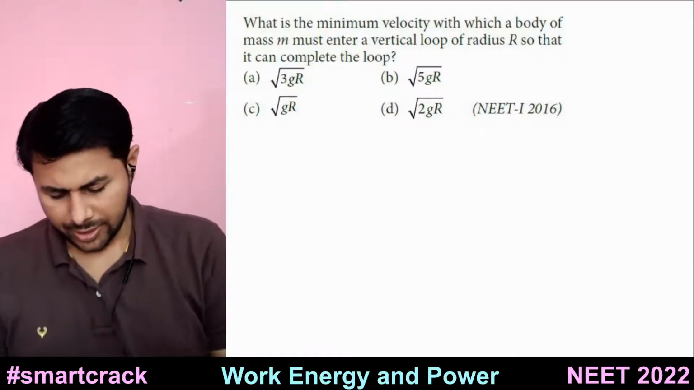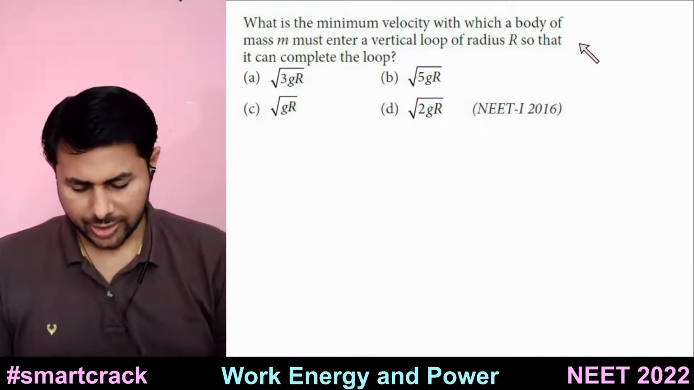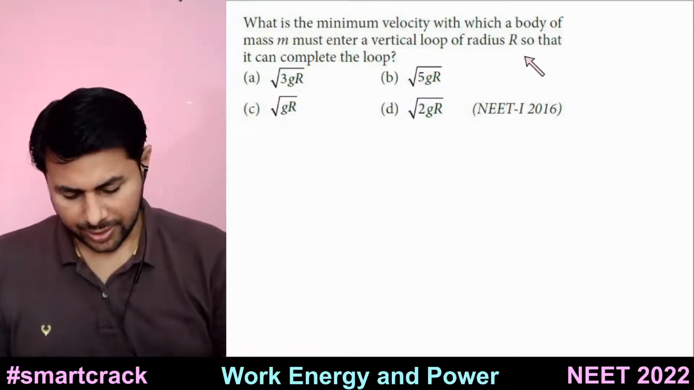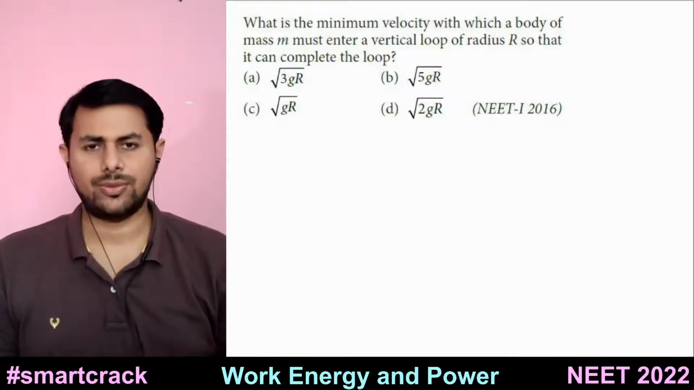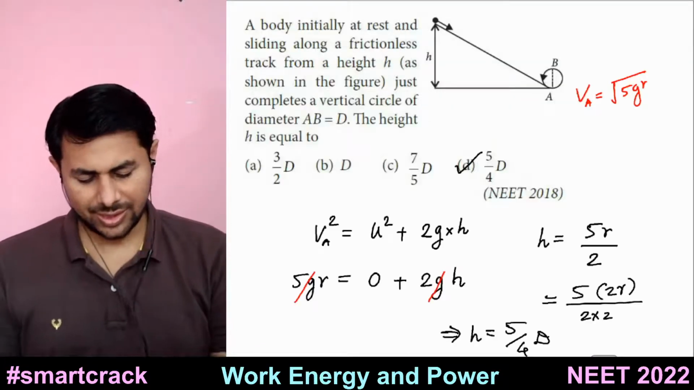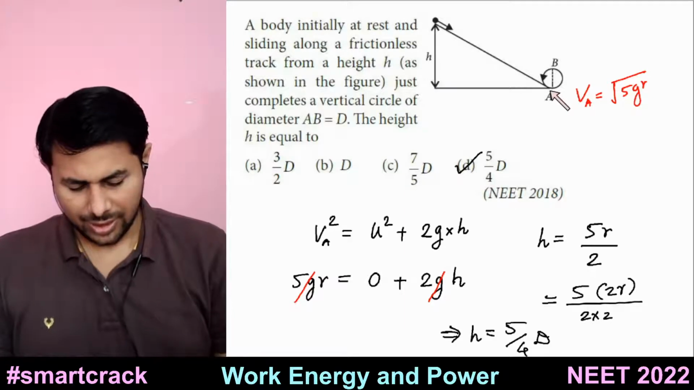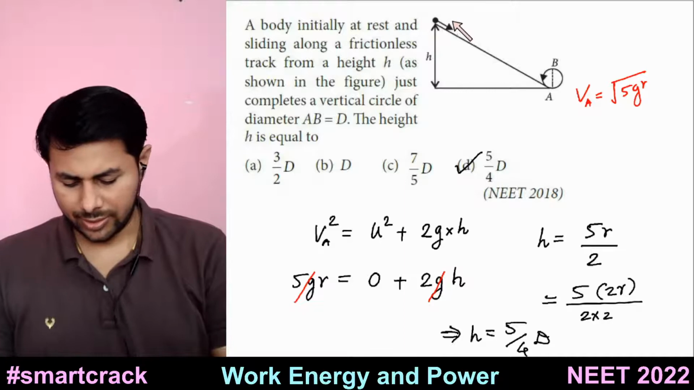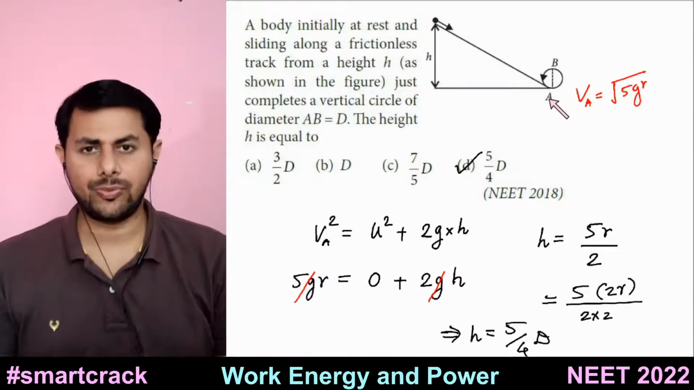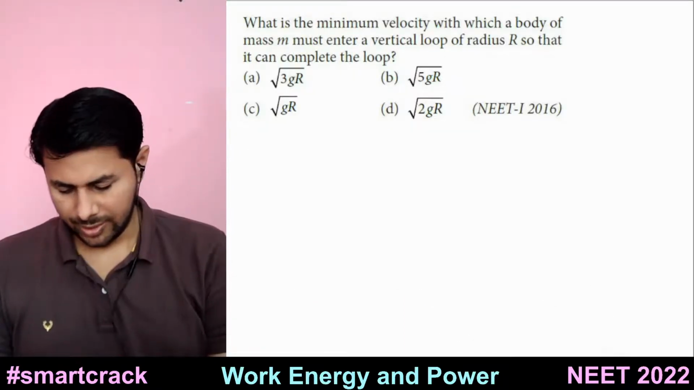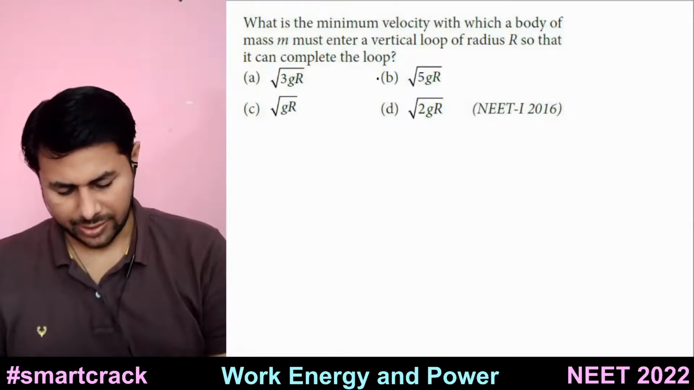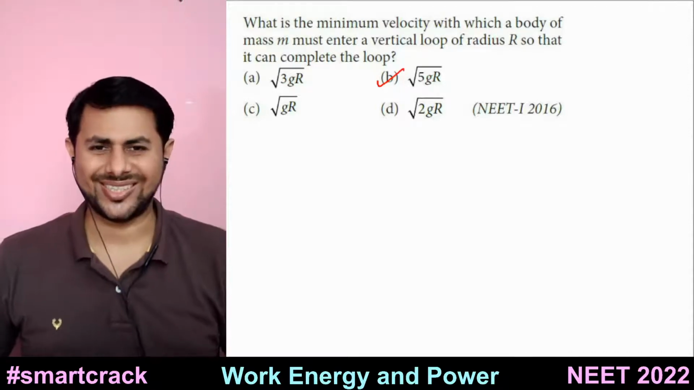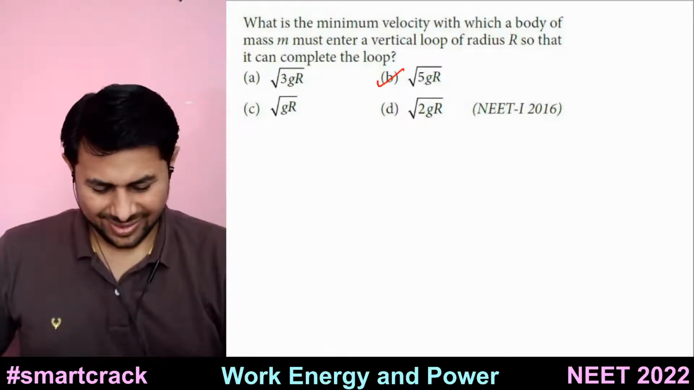Next question. What is the minimum velocity with which a body of mass m must enter a vertical loop of radius r so that it can complete the loop? So this we have seen just now. What should be the minimum velocity with which this body enters at this point? It is the square root of 5gr. Option B is the answer. So this kind of direct question should be asked.